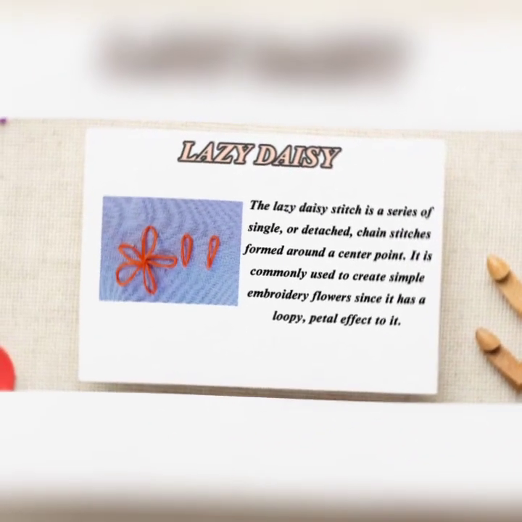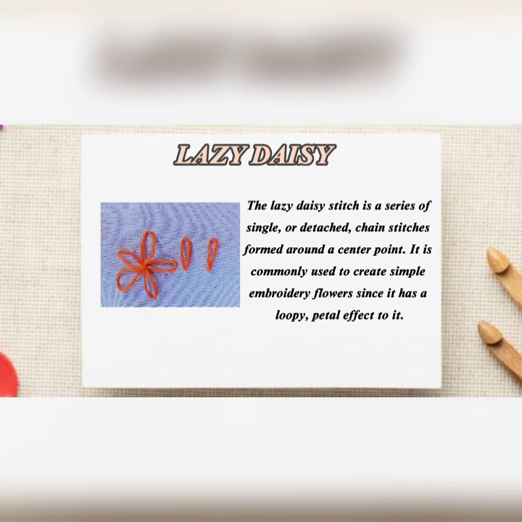The lazy daisy stitch is a series of single or detached chain stitches formed around a center point. It is commonly used to create simple embroidery flowers since it has a loopy petal effect to it.